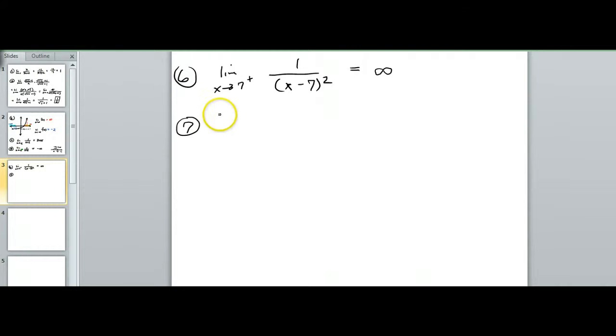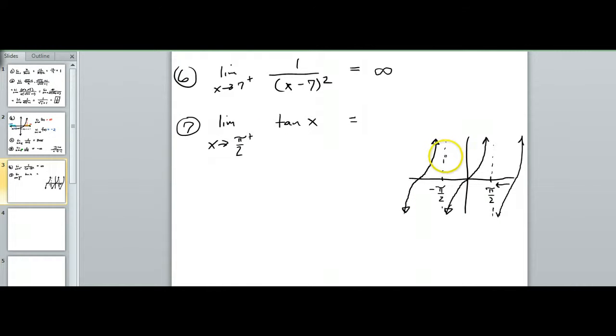Alright, so now we're doing the tangent functions, or the trig functions. So we're looking at the limit as x approaches pi over 2 from the right in the tangent. Couple of things you've got to remember here. One, what the tangent graph looks like. So it has this look to it, and this is what we're doing. We're coming in from above pi over 2.